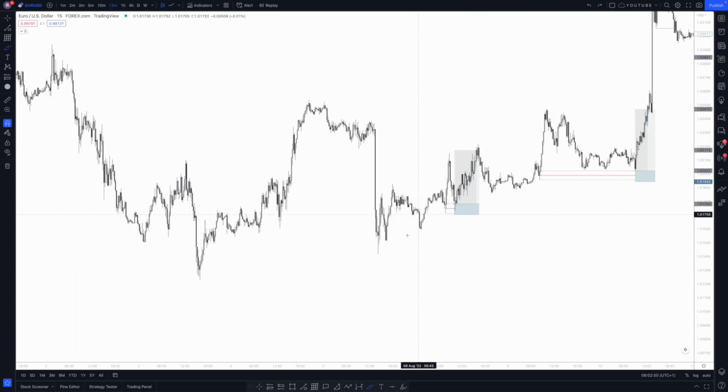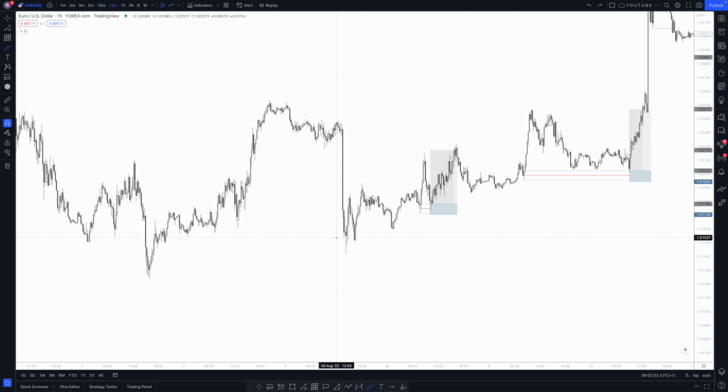So what has happened is we've come down, we've had a 15-minute change of character right here. That's showing that price wants to go higher. And then we got a second breakout structure confirming that 15-minute order flow is bullish internally. So as you can see, we break out of this demand range, we create another demand range, which we do break out of.